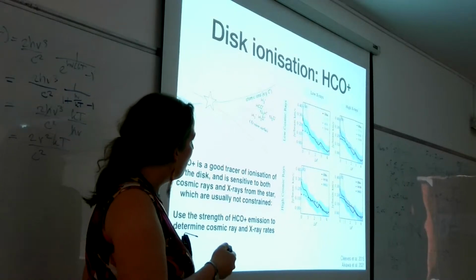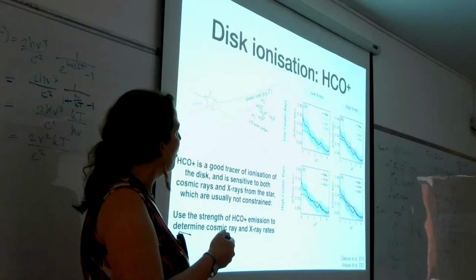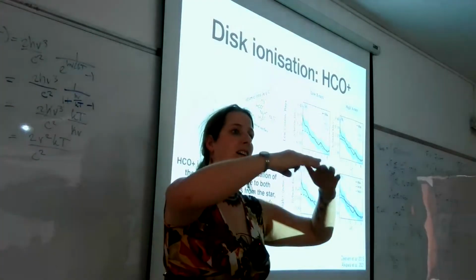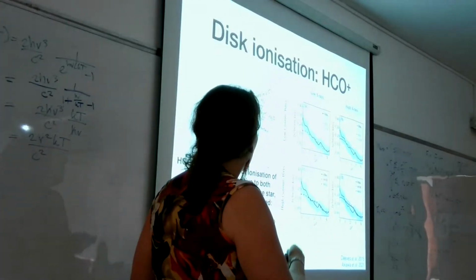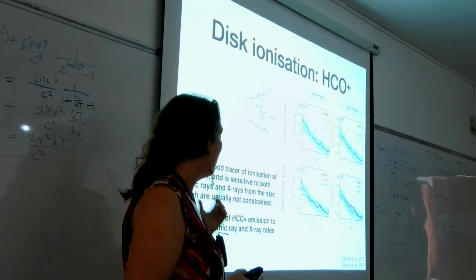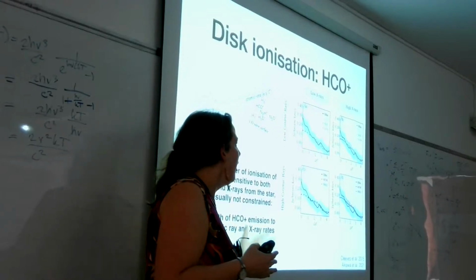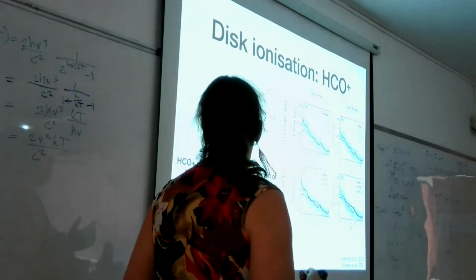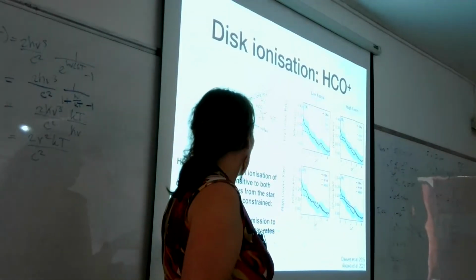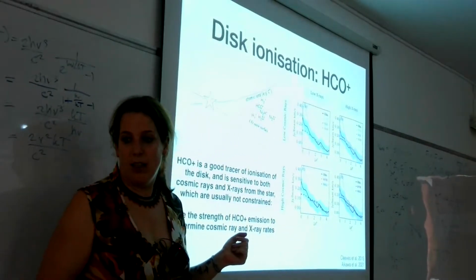And so there's the blue part, that's the data. And then they compared it with models with low cosmic rays and high X-rays. How does my disk look? So by running a bunch of different models with different cosmic rays and X-rays, you try to match them with the HCO+. You try to constrain this variation. So this is really a nice example of using chemistry to derive something physical from the disk.